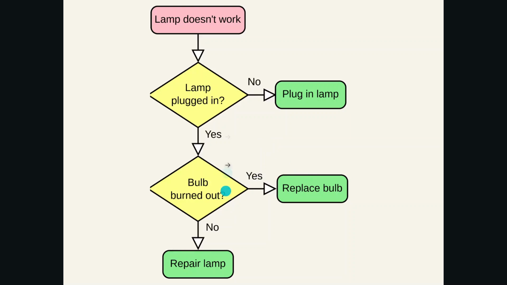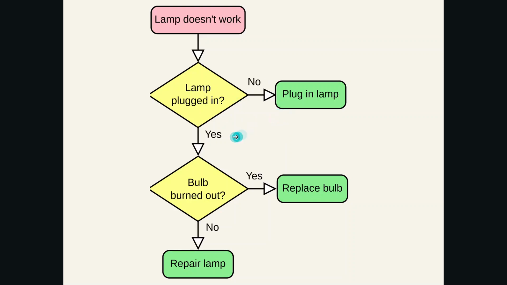So here we've got our problem, which is that lamp doesn't work. And in order to resolve that problem, we've got two conditions. The first condition checks whether the lamp is plugged in. And we've got two possible answers for that, as well as two possible solutions for the respective answers. If the answer is no, the lamp is not plugged in, then the solution is to plug in lamp.